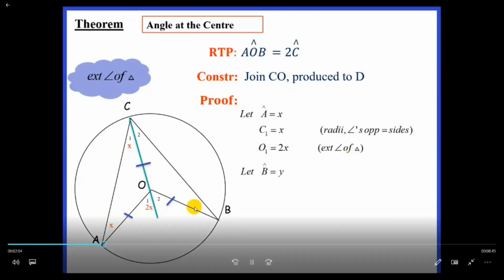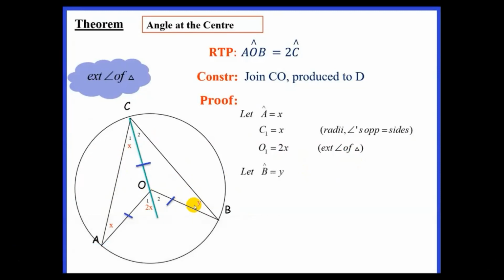Now we're going to go on the other side and we're going to call B Y. So we're going to use the same technique as the other side. If angle B is Y, we now can conclude that C2 is Y. And we have a reason, radii, angles opposite equal sides. In the same way, we have angle O2 would give us Y plus Y is 2Y, and the reason there is exterior angle of a triangle. So we end up now with angle O2 is equal to Y plus Y, giving us 2Y.